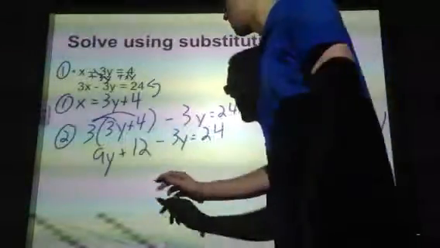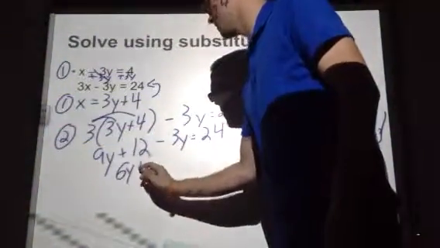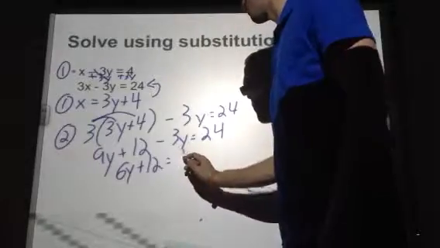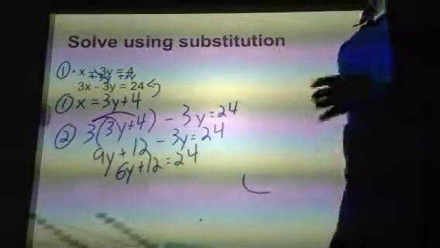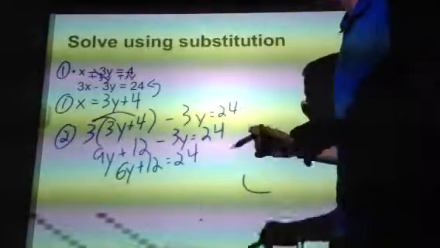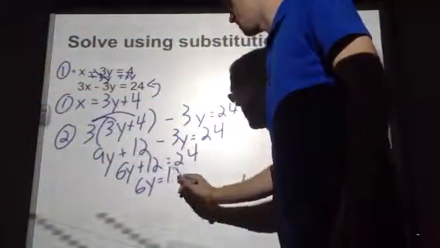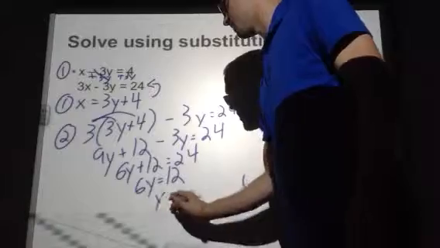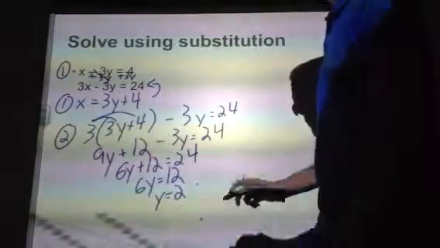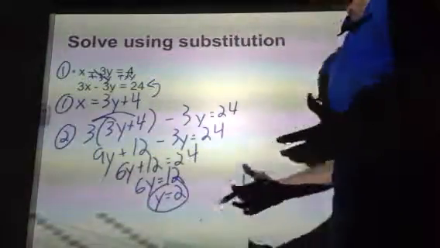Combine my terms, 9y minus 3y is going to be 6y. So 6y plus 12 equals 24. What can we add or subtract to get y by itself? We'd subtract 12 on both sides. So 6y is going to be 12. Divide by 6 on both sides, and y is going to be 2. Okay? So we solved for that variable.